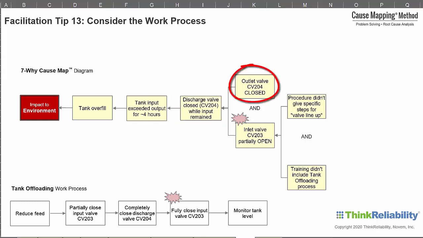So the discharge valve was closed because it was closed as part of the procedure, and the inlet valve CV203 remained partially open. A couple causes there. The procedure didn't give specific steps for line up the valve, and additionally they went on to discuss that the training didn't include this specific tank offloading process. So aside from the procedure, there wasn't another opportunity to learn how to effectively complete this task.